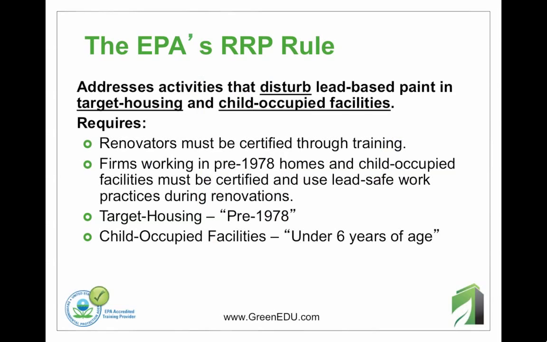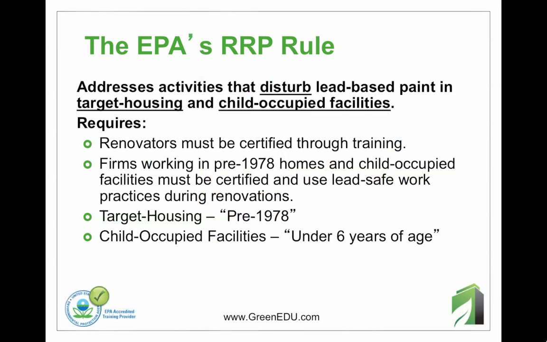So now that we know it's such a danger to children, I want to go over the basics of the RRP rule itself. And it really boils down to what they call target housing and child-occupied facilities. Renovators must be certified through training if they're working in a pre-1978 home. And that year is a key year, and it's based on when the Consumer Product Safety Commission finally acted to ban lead-based paint for residential usage.